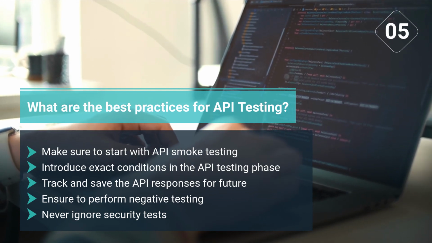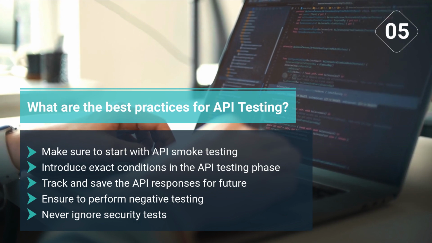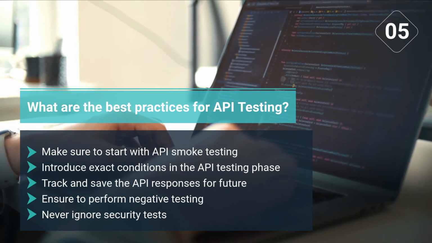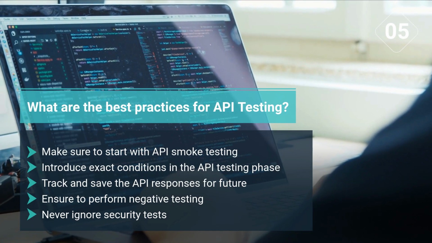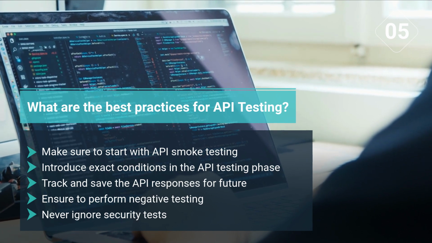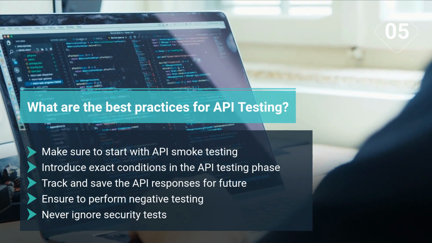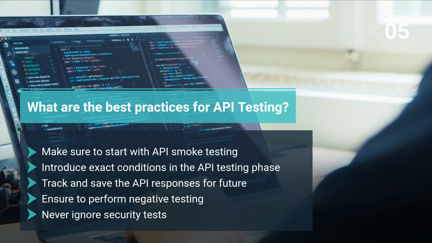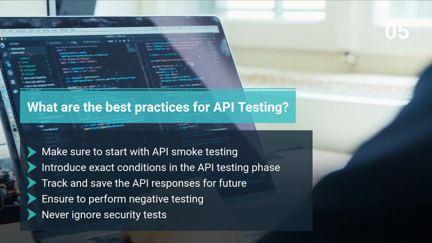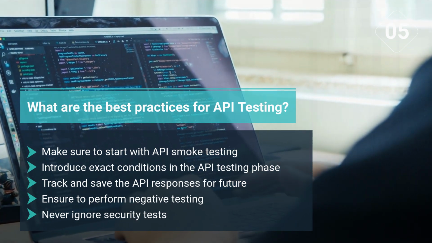First, make sure to start with API smoke testing. Second, introduce exact conditions in the API testing phase. Third, track and save the API responses for future. Fourth, ensure to perform negative testing. Fifth, never ignore security tests.